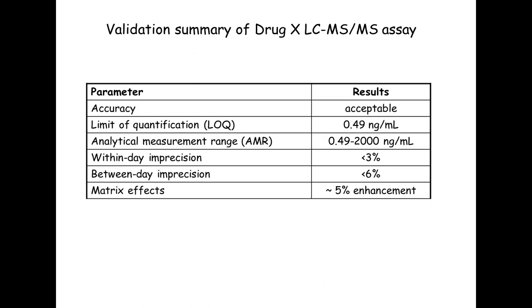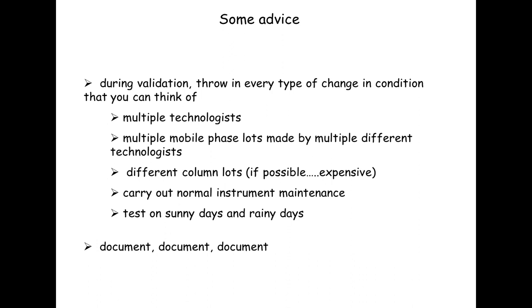So now that we've validated our assay, this could be like our one-page summary. For drug X, our accuracy was acceptable. We had a mean bias of 6% compared to another lab. Our lower limit of quantitation is 0.4 nanograms per mil. Our analytical measurement range is 0.49 to 2,000 nanograms per mil. We had acceptable imprecision both within day and between day, and we had about 5% ion enhancement as far as matrix effects are concerned.